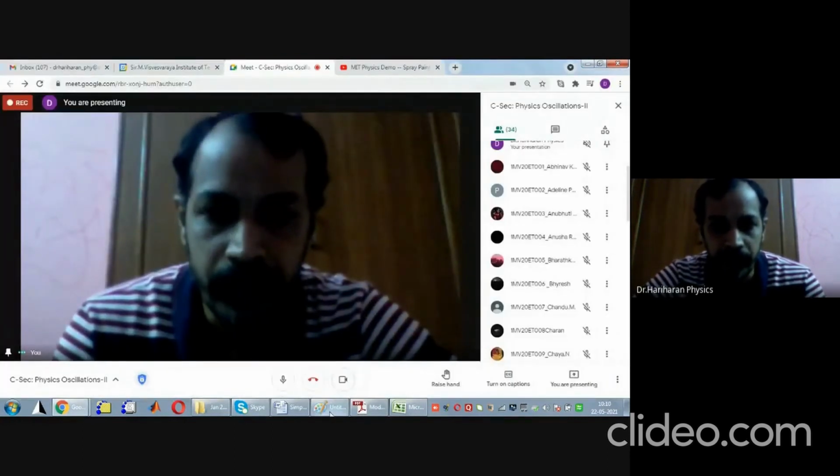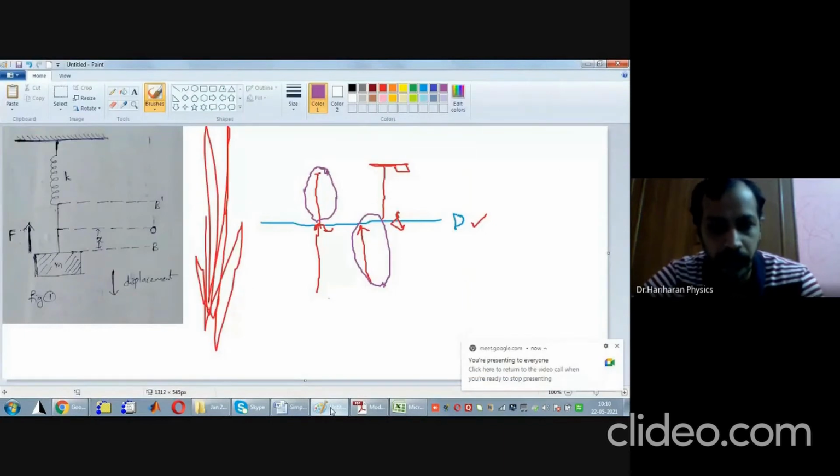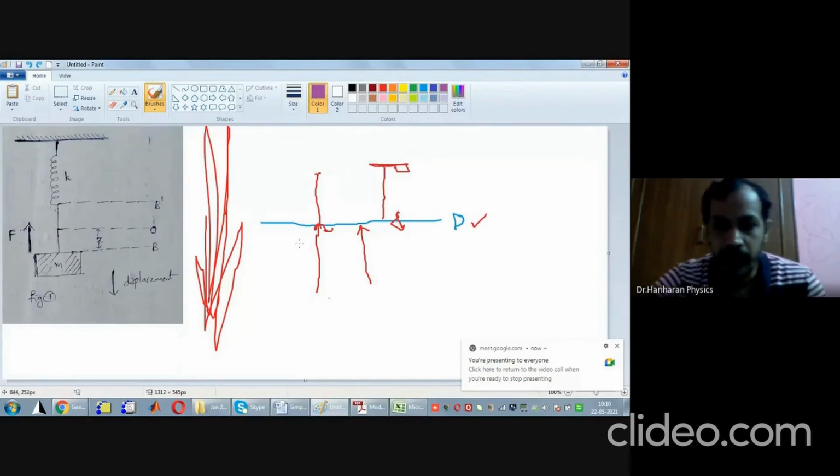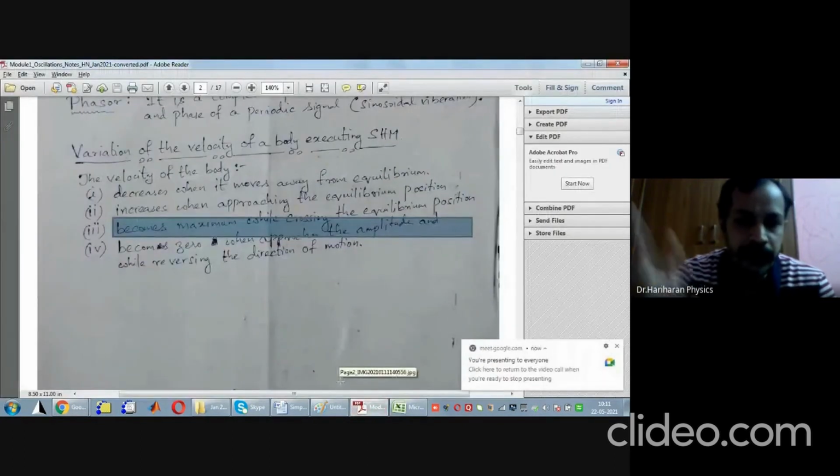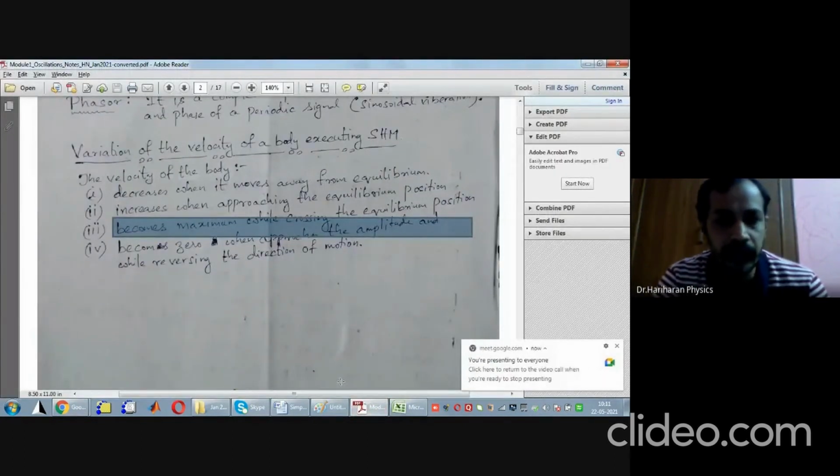Look here. If the body approaches the upward direction, at the equilibrium position, at this point, its velocity is maximum. So what is the third property? The third property is that when the body crosses the mean position, velocity is going to be maximum.